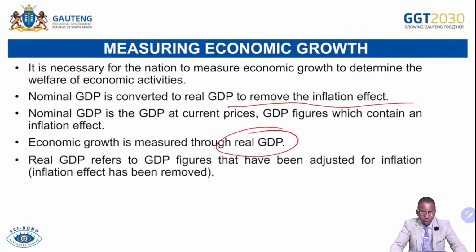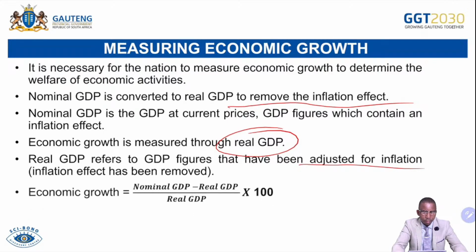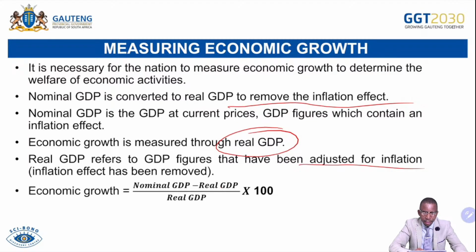Real GDP refers to GDP figures that have been adjusted for inflation, or the inflation effect on them has been removed. Calculating economic growth, we simply say economic growth equals nominal GDP minus real GDP over real GDP multiplied by 100. Then we get our economic growth.